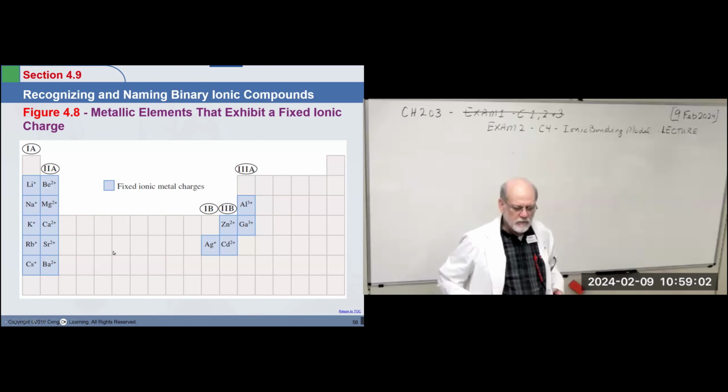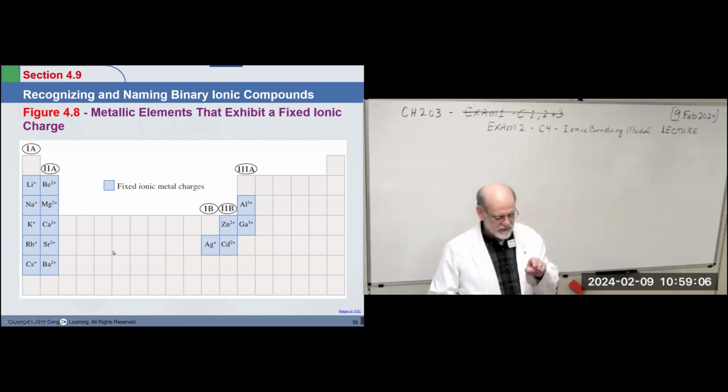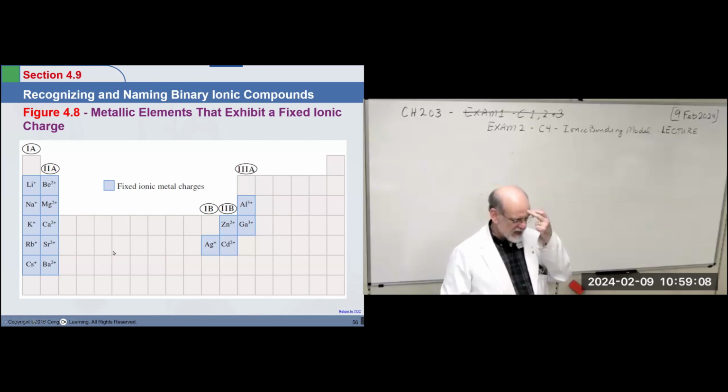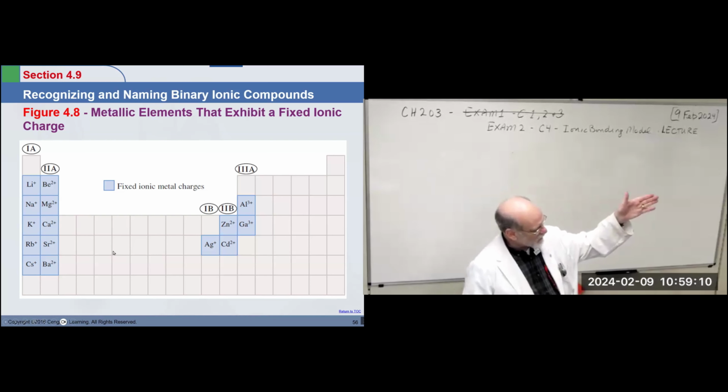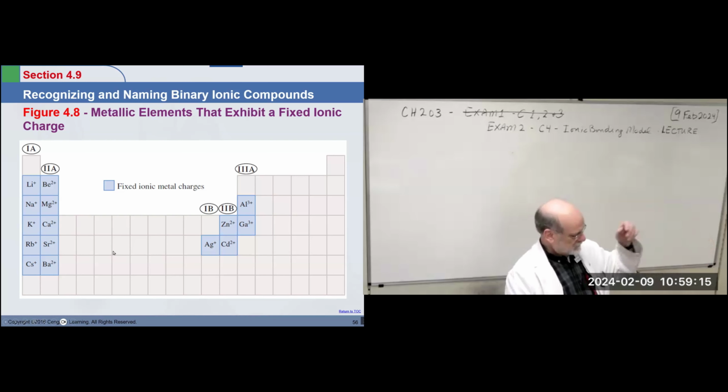We're going to learn how to name compounds next, but we need to get these elements firmly in mind. The alkali metals always form a +1 charge, right? There's no other possibility. Alkaline earths always form a 2+ charge.